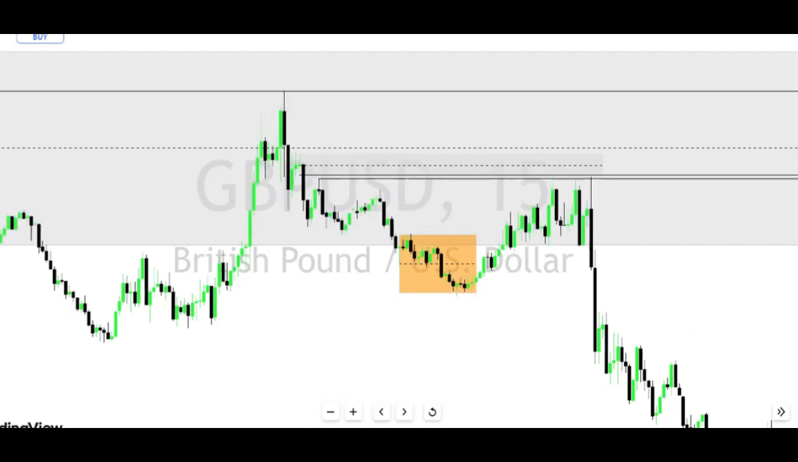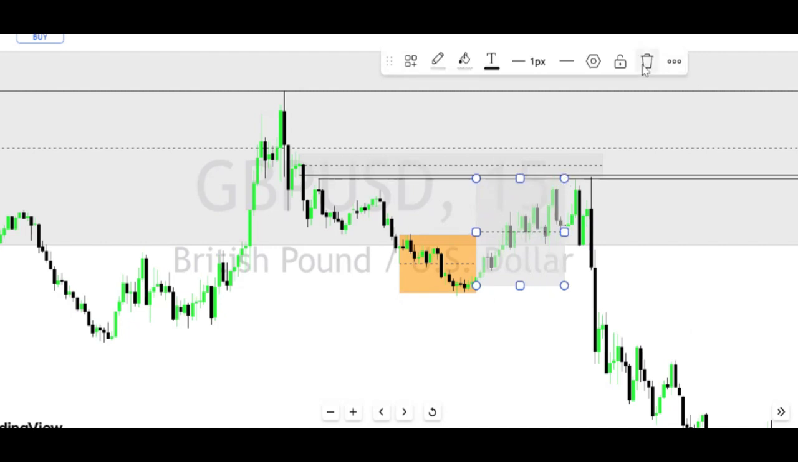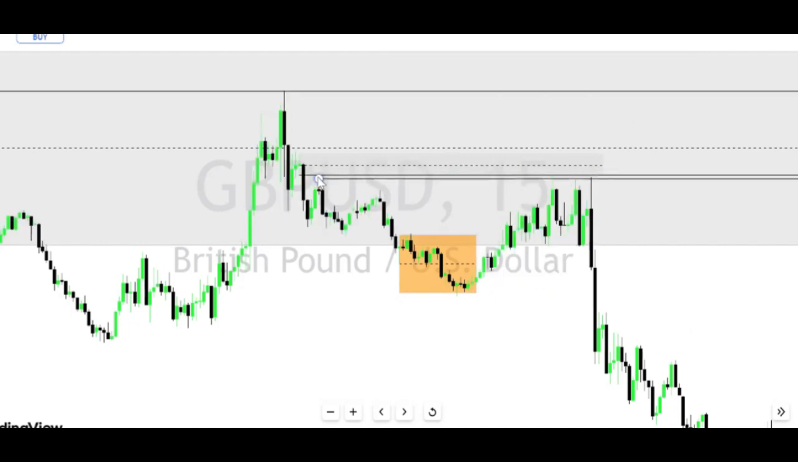Price retrace, this is the manipulation leg now. Here is the manipulation leg. Price retraced until it took out this high, right? And then this is an order block. This is the last candle that was raided by this big candle, by this big bearish candle.